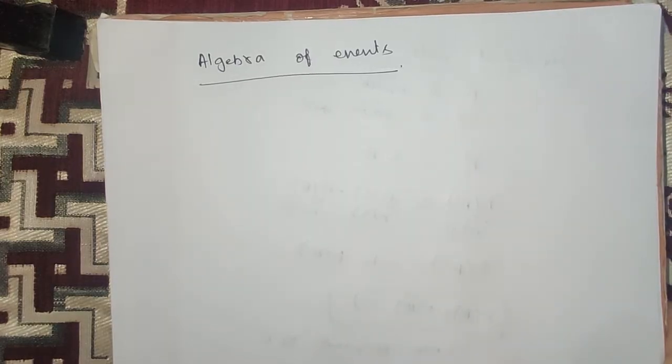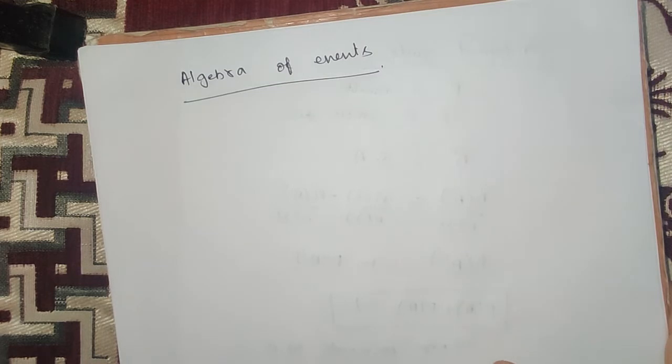Hello everyone, welcome to the next class of probability. In this class we will discuss algebra of events, where we will mainly discuss the algebraic operations of events, and we will discuss it through Venn diagram. Venn diagram is also very important in terms of calculating the probability and the total number of events.